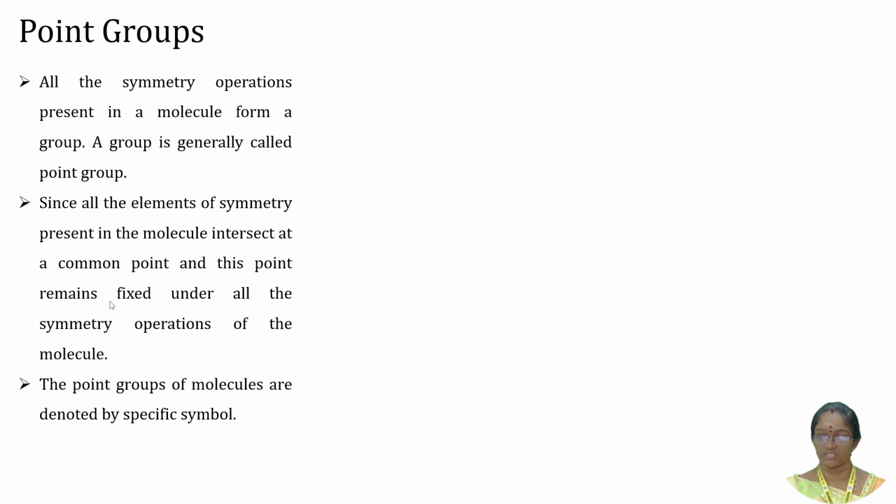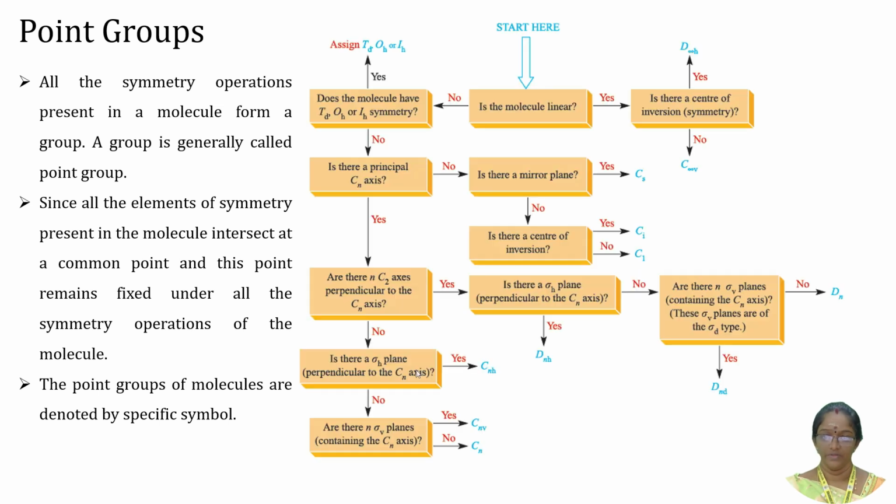The point groups of a molecule are denoted by specific symbols. To identify the point group of a molecule, we have to see: is the molecule linear? Yes. Is there a center of inversion? Yes means it should possess the D infinity H point group. No means the molecule will possess the C infinity V point group. If it is not linear, we have to go this side. Does the molecule have Td, Oh and Ih symmetry? Yes means the molecule will be assigned Td, Oh and Ih, that is, tetrahedral, octahedral like point groups.